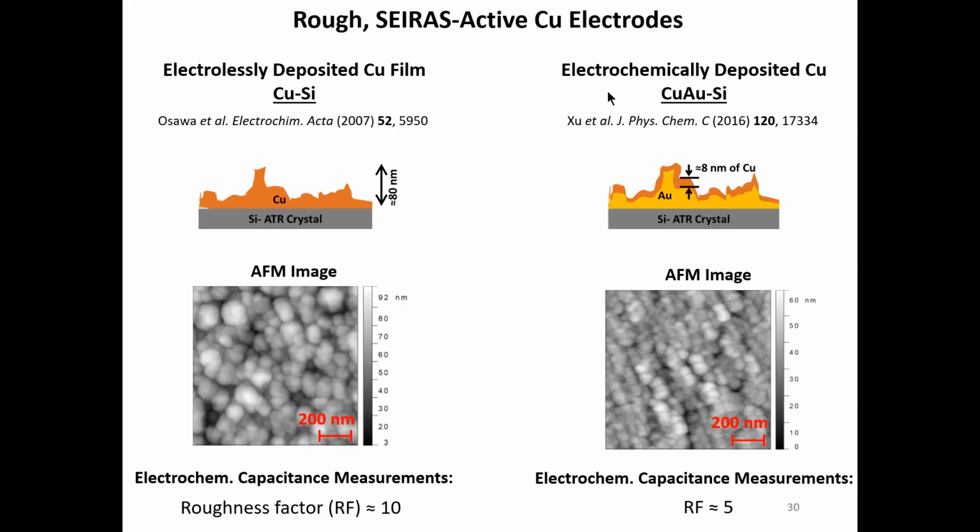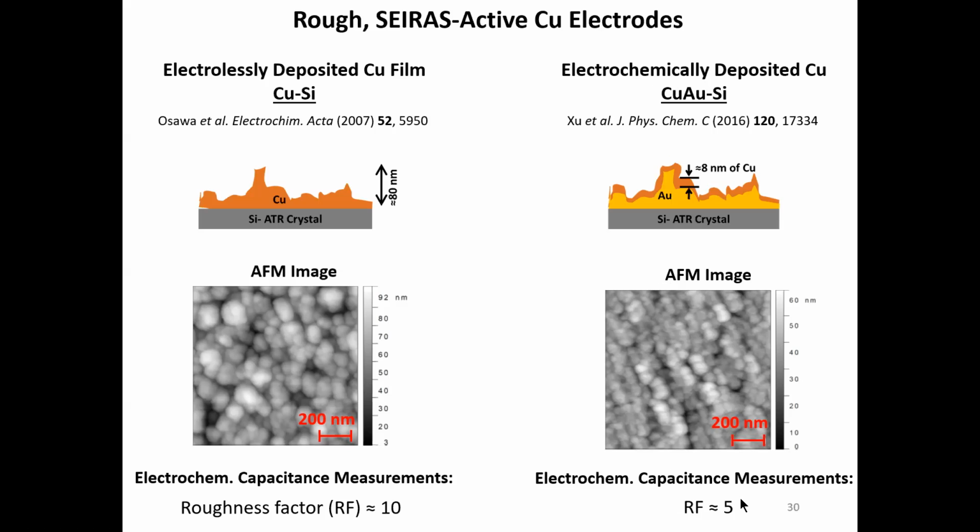The second electrode is an electrochemically deposited copper film on a gold substrate, and I'm going to refer to this film as copper gold silicon. This again results in a film of nanoscopic surface roughness, and electrochemical capacitance measurements show that it has a roughness factor of about 5.